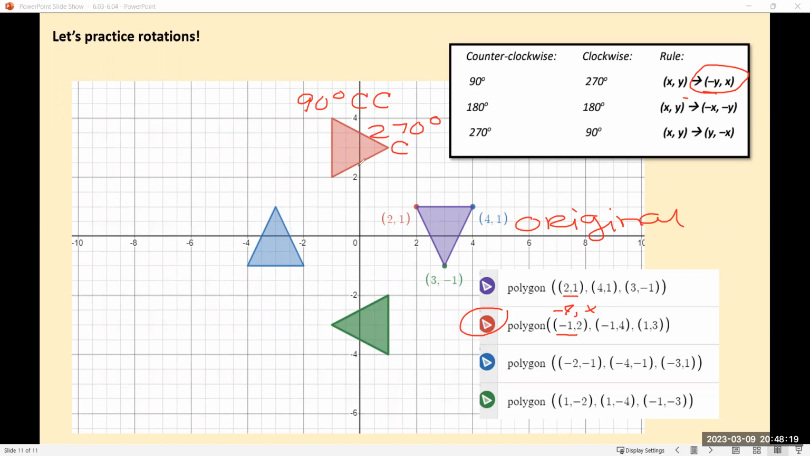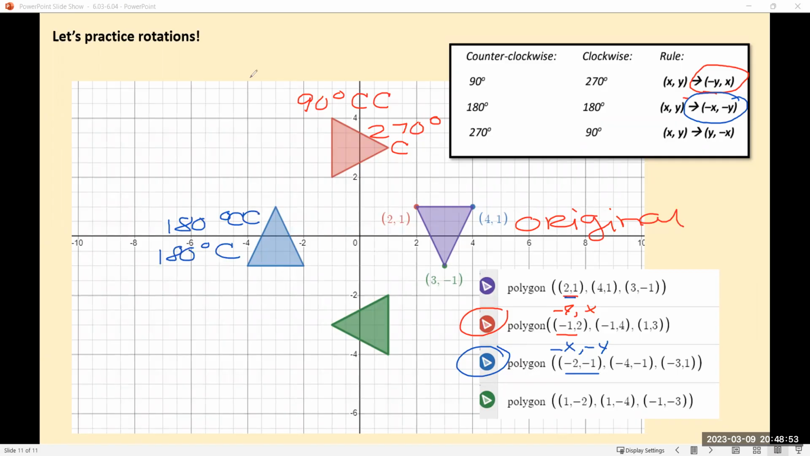Now let's look at our blue one. We started out with (2, 1), and we're going to (-2, -1). This shows me that our x stayed in its spot but became negative, and our y stayed in its spot but became negative. So which one had (-x, -y)? This one. So this tells us it could be a 180 counterclockwise or a 180 clockwise rotation.